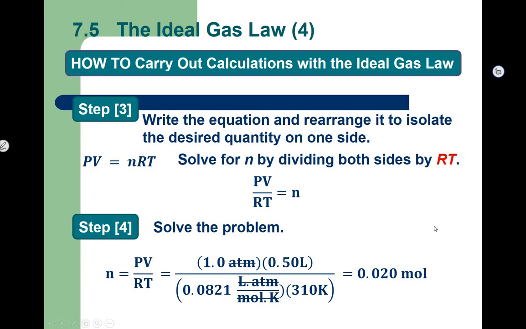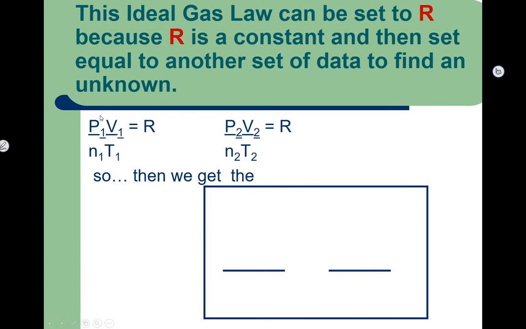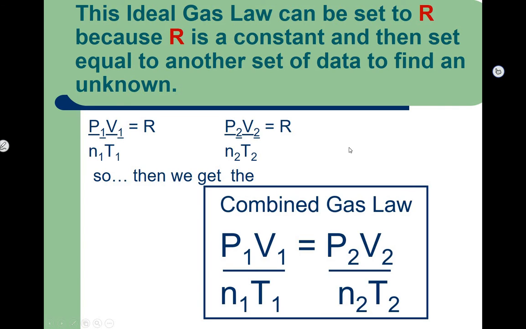Okay, going forward, if we take the ideal gas law and solve for R, R is a constant. So I can take two sets of data and set them equal to each other because R doesn't change. When we do that, we get what's called the combined gas law. This is the first of the laws that we can get from the ideal gas law. So P1V1 divided by N1T1 equals P2V2 divided by N2T2.